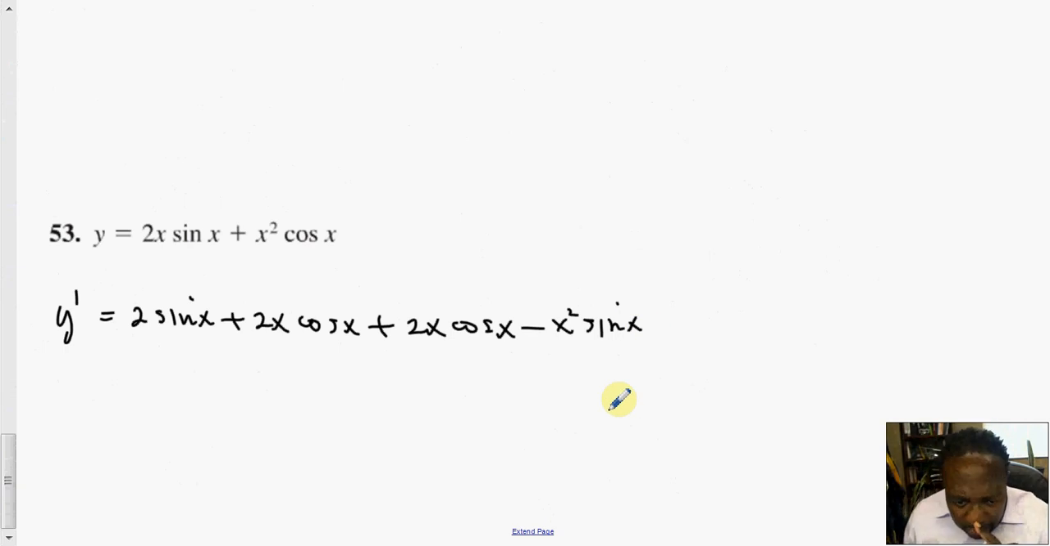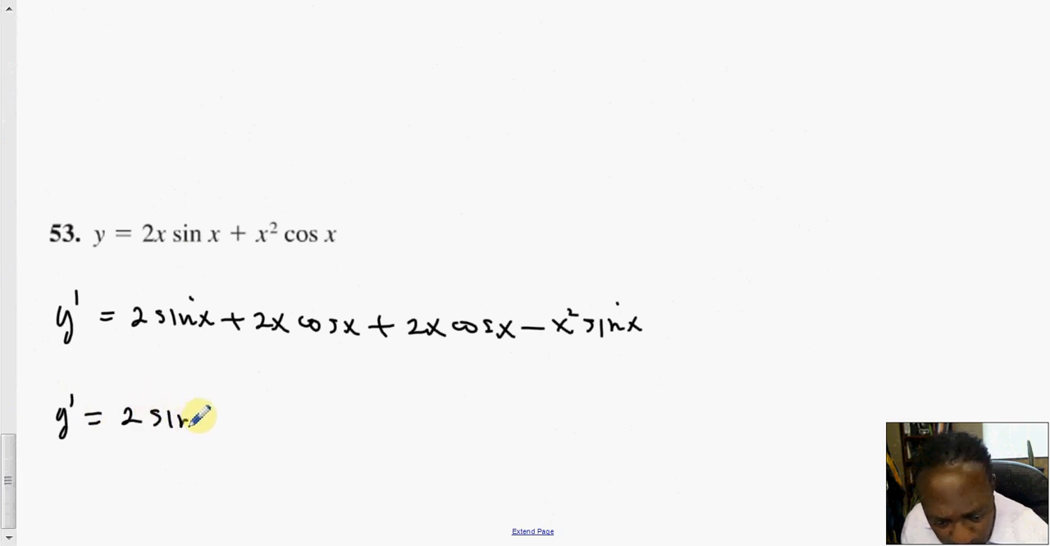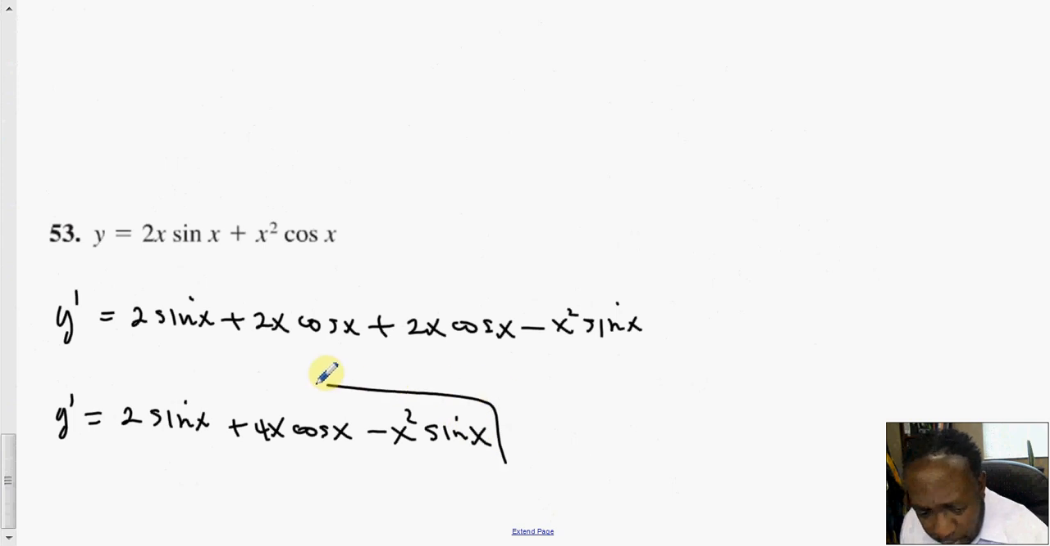Now, can we simplify that? Obviously, you can factor out a 2, but notice here that these two terms here can be combined. So this is 2 sine x plus 4x cosine x minus x squared sine x.